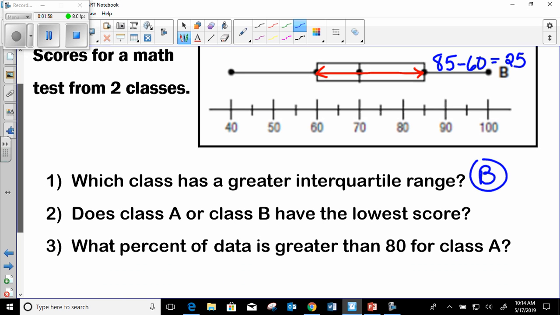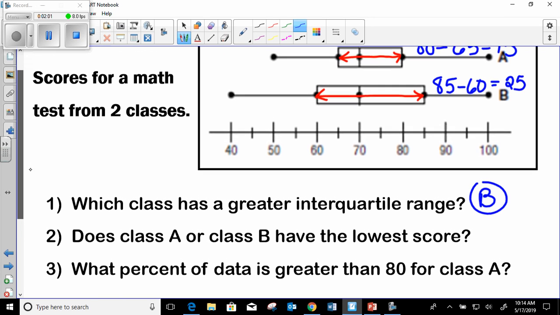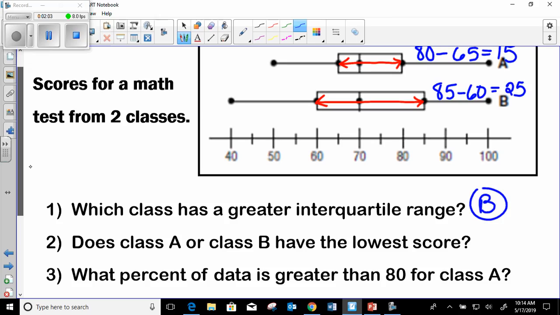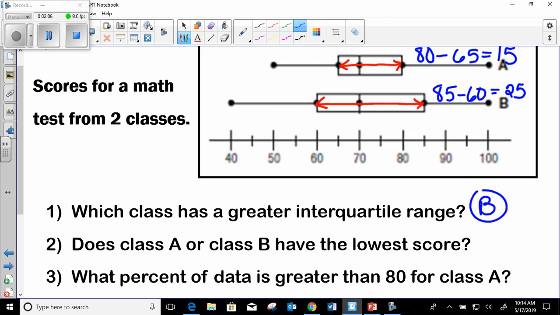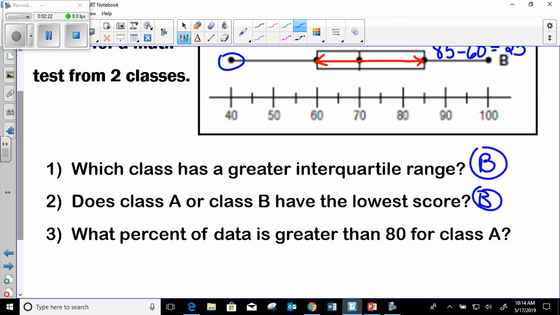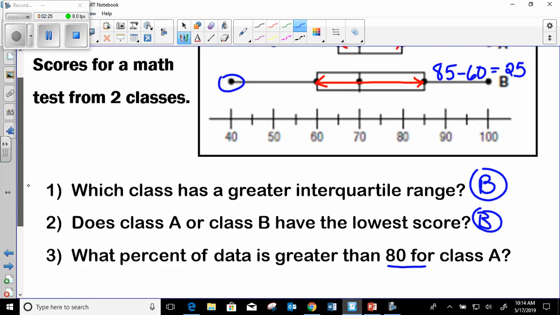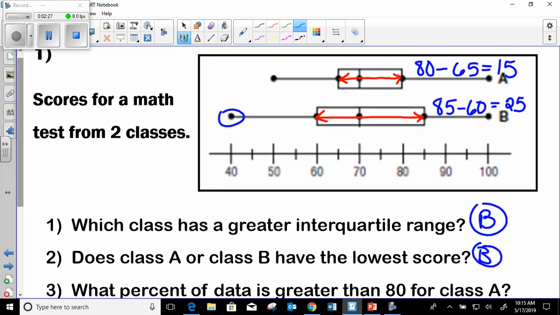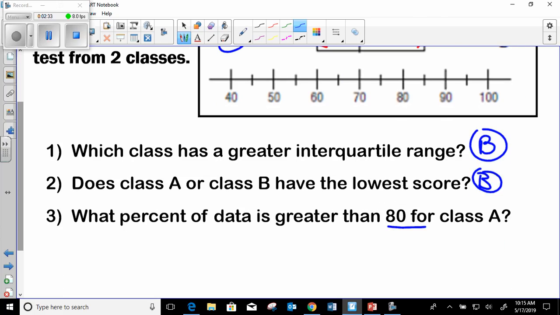All right, number 2, does class A or class B have the lowest score? Which has the lowest? B, the lowest score is here. It's 40. So the lowest score is 40. So that's class B. What percent of the data is greater than 80 for class A? So look at class A. What percent of the data is greater than 80? 25%. Excellent. Are there any questions so far?